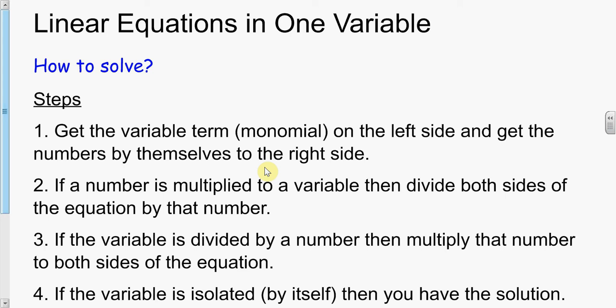Linear equations in one variable, how to solve. I have just a few steps here. What you want to do is to try to get the variable term, the monomial, on the left side, and then get the numbers by themselves, we call them constants, to the right side. If a number is multiplied to a variable, then divide both sides of that equation by that number. If the variable is divided by a number, then multiply that number to both sides of the equation.